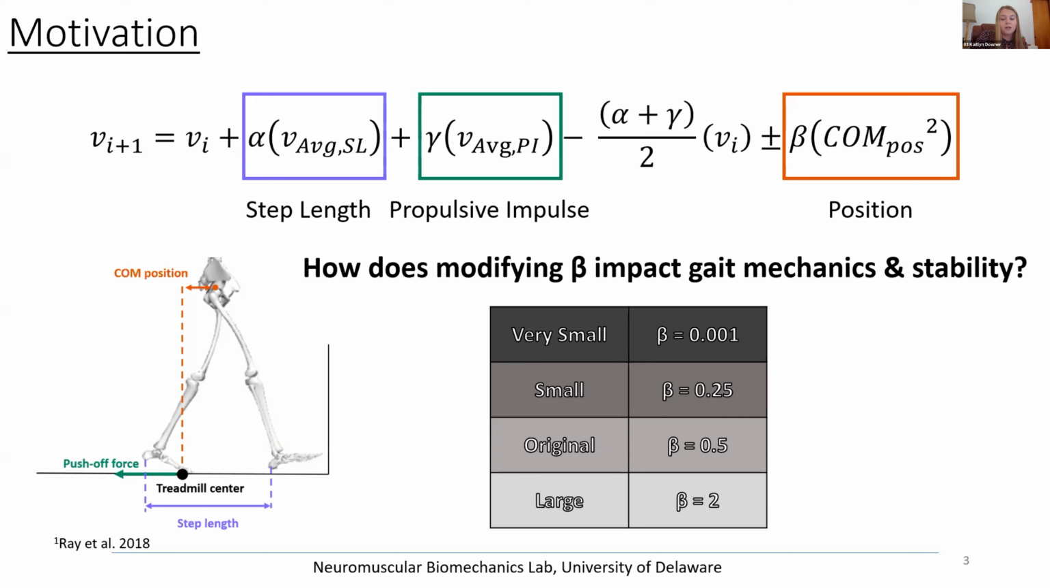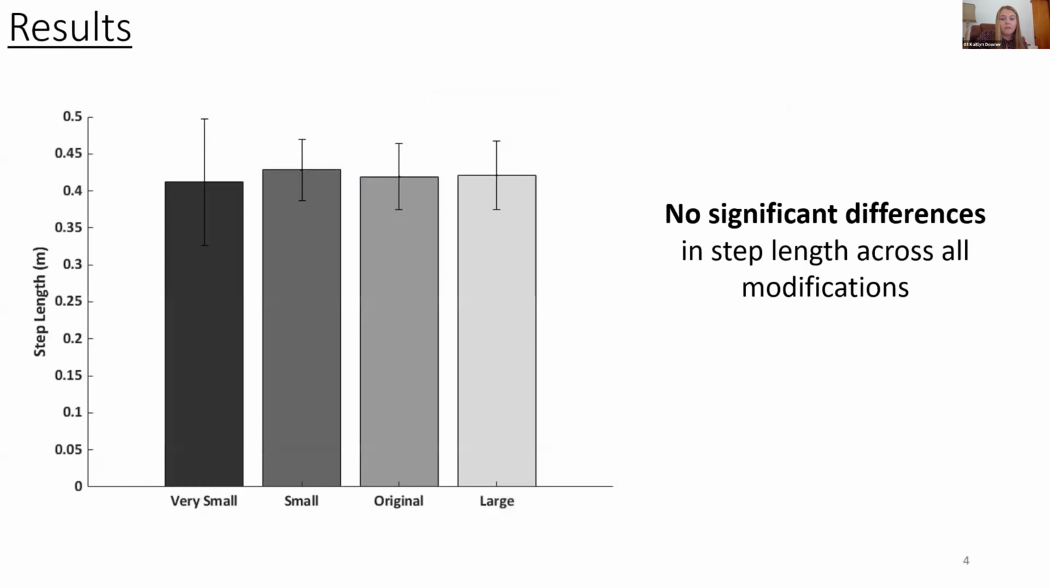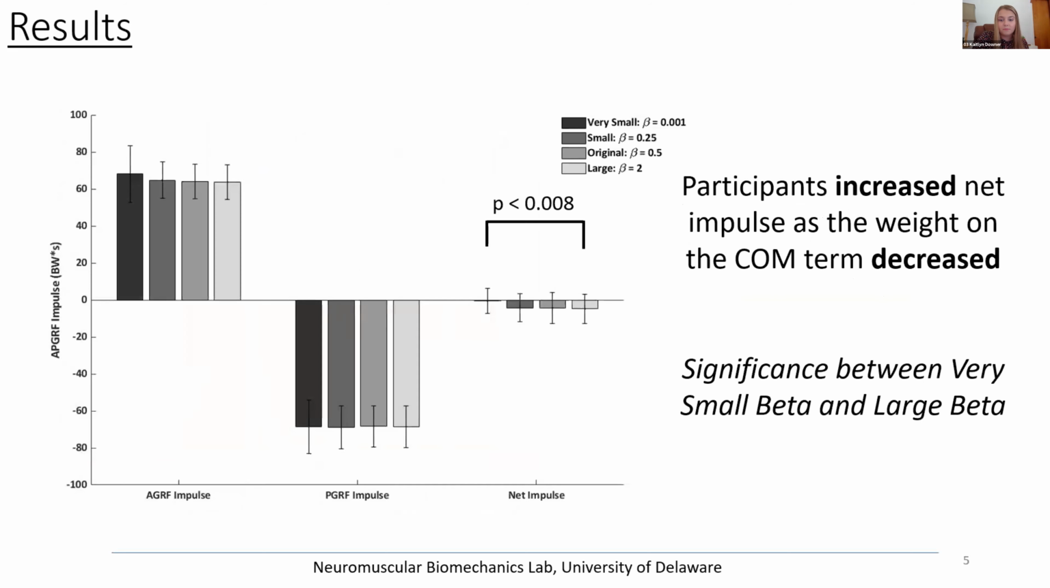We asked the question, how does modifying the importance of the center of mass position term impact a user's step length, propulsion, and stability? The figure shows the group average and standard deviations of step length for each modification of beta. From left to right, you see the increasing order of the magnitude of beta. No significant differences were found in step length between any of the modifications.